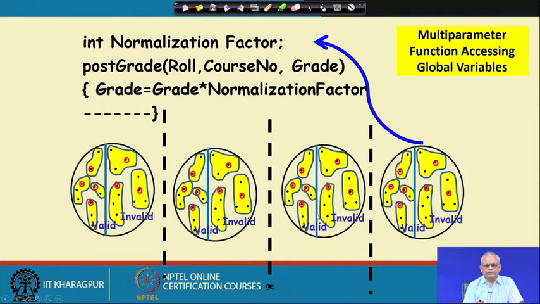But before that, we must be aware that a function like post grade can take the roll number, course number and grade. So, the teacher assigns a grade for a specific course to a student identified by some roll number. There are three parameters for this function post grade, but also there can be some global variables. For example, a normalization factor. Let us say we have a policy of normalizing the grades, and we multiply the grade with a normalization factor.